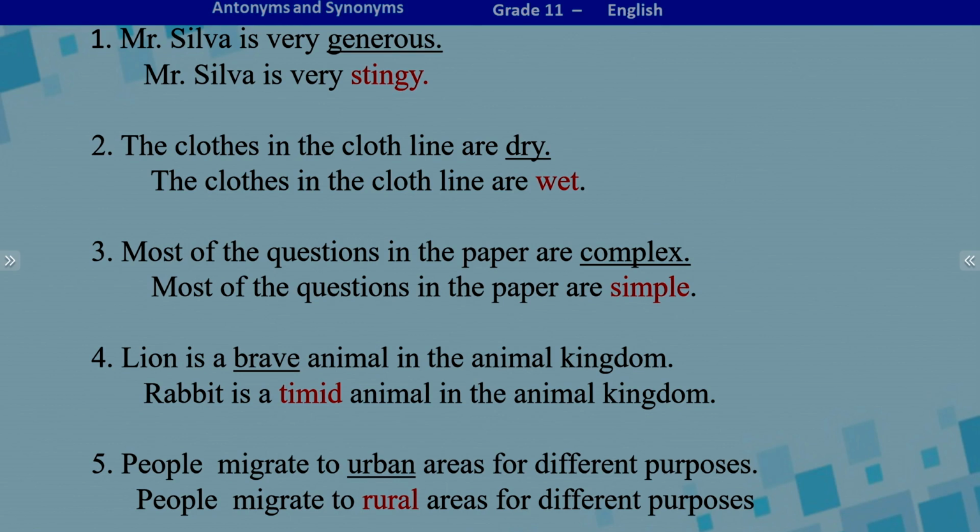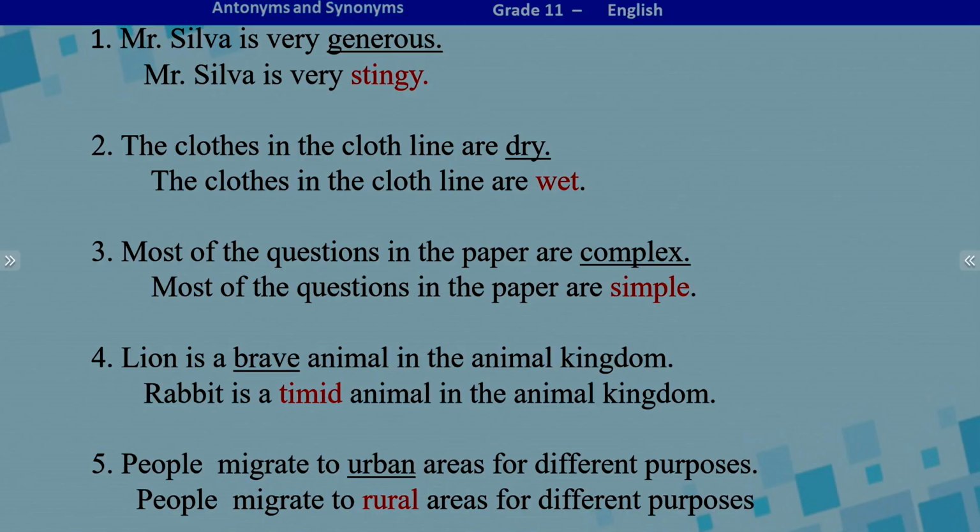Let's move on to the second one. The clothes in the cloth line are dry. What is the opposite of dry? Of course, it is wet. Let's move on to the third one.